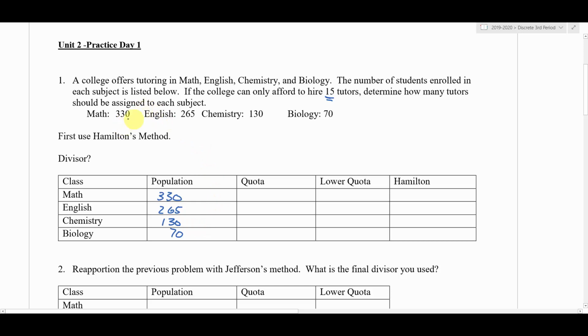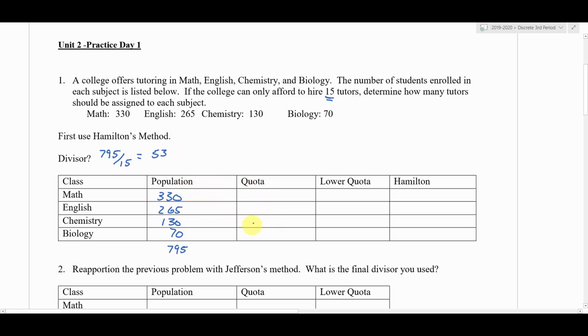Okay, so the first step here to doing Hamilton's method is to take all of our populations here and add them up to get a total. All right, so we would get 795. If I were to add these up, I would have 795 total students. So now the next thing, if I want to find the divisor, I have to take that 795 and divide it by the number of tutors I'm going to hire. So I would do 795 divided by 15. And I would get 53. Okay. All right, now, next step, find the quotas.